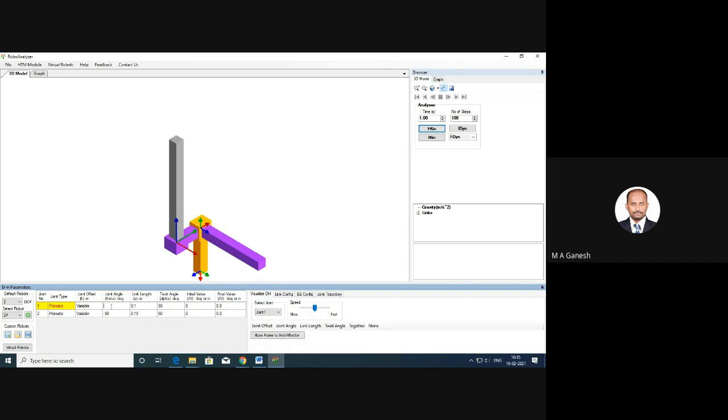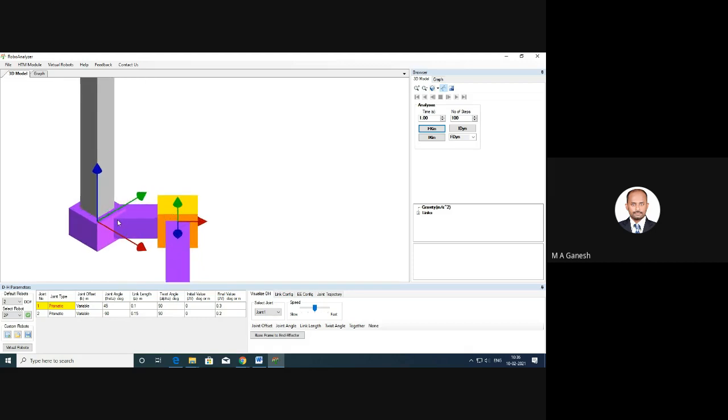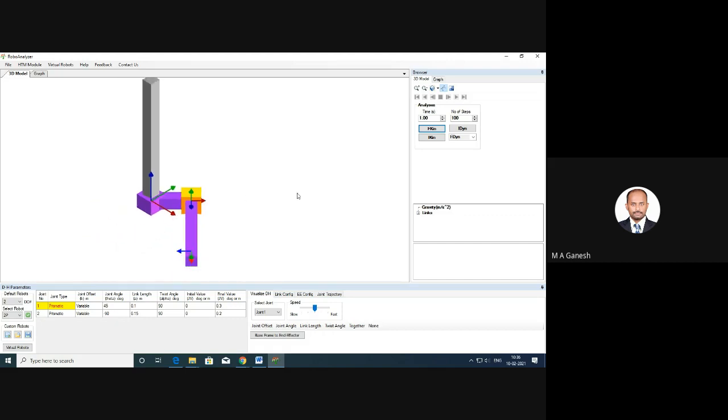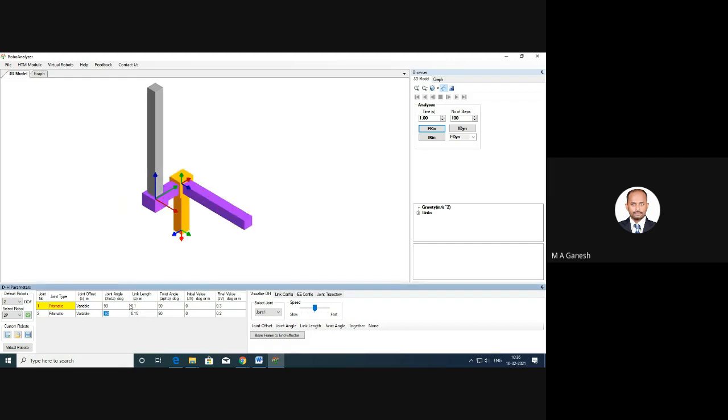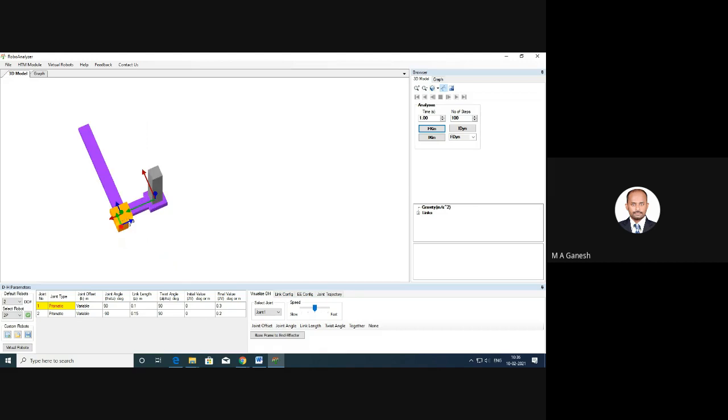Okay, so when you place this as 45 degrees, you can see here it is being rotated. You can see here the second joint is connected at 45 degrees to the first joint. Okay, so when we keep this as 90 degrees, you can see here it is perpendicular, correct? So it is perpendicular, you can see here.